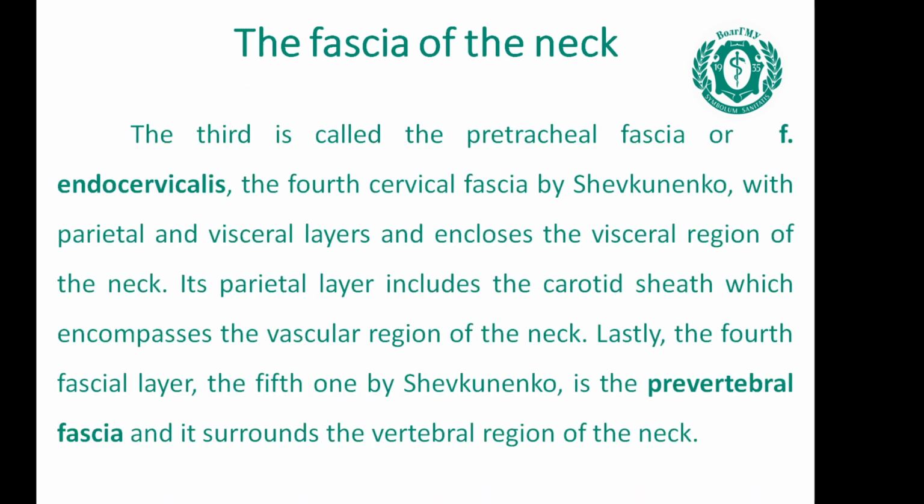The third is called the pretracheal fascia, or fasciae endocervicalis. The fourth cervical fascia by Shevkunenko with parietal and visceral layers and encloses the visceral region of the neck. Its parietal layer includes the carotid sheath, which encompasses the vascular region of the neck. Lastly, the fourth fascial layer, the fifth one by Shevkunenko, is the prevertebral fascia, and it surrounds the vertebral region of the neck.